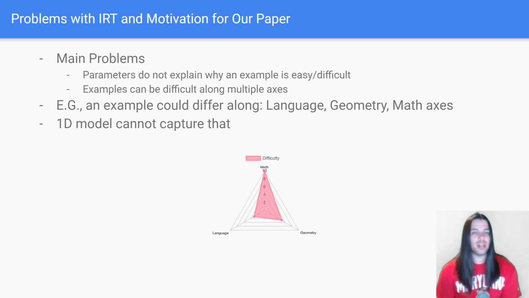But the main problem with IRT in this formulation, the motivation for our paper, is twofold. One, the parameters, even when we infer them, don't explain why an example is easy or difficult. And examples can be difficult along multiple axes. For example, a particular example could be difficult because it involves math or geometry and only a little bit of language. A single dimensional model doesn't capture that nor explain this.